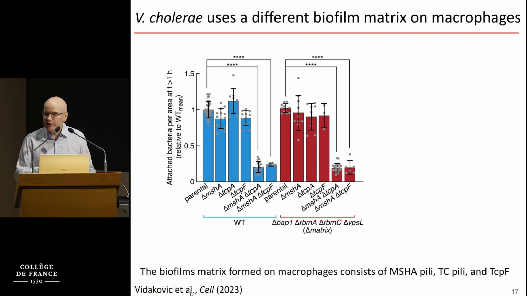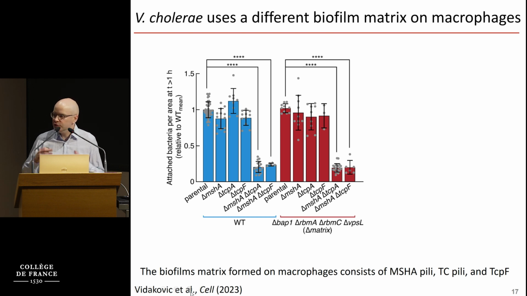And so when you knock these 4 components out, you would normally expect that this strain can no longer form biofilms on glass surfaces, for example, or on chitin surfaces. However, when you knock them out, the mutant strain is able to form as much biofilm on the macrophages as the normal wild-type strain. So these components are not important on macrophages.